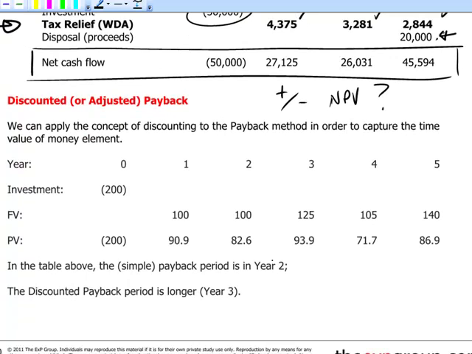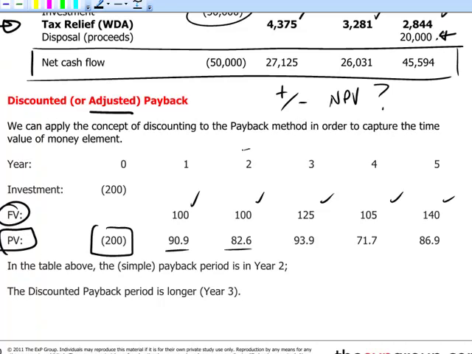We have another method here called the discounted or adjusted payback. In an earlier discussion, we talked about the simple payback method. What the adjusted payback method does is it discounts the future cash flows to present values, and then calculates when the initial amount is effectively recovered. So in this case, we can see that the simple payback period would be after 2 years. In other words, 100 plus 100 equals 200.